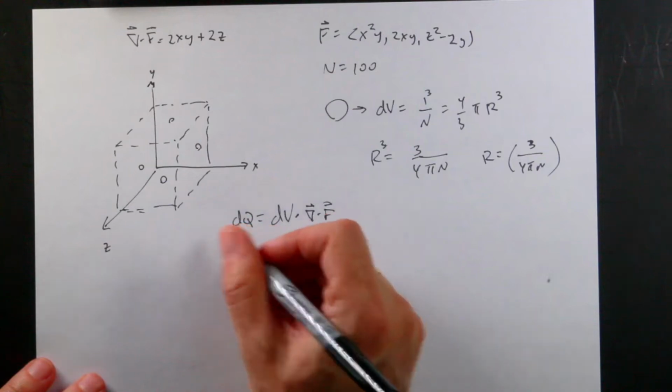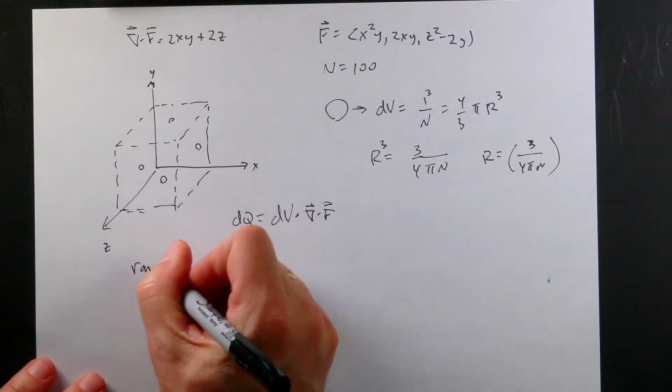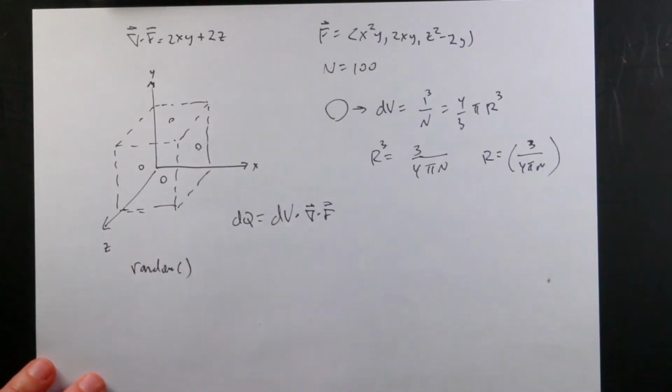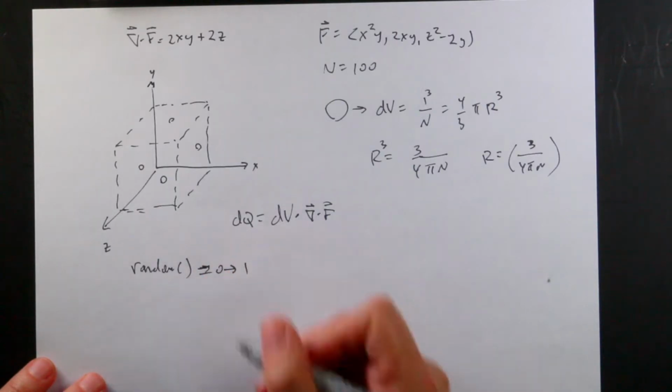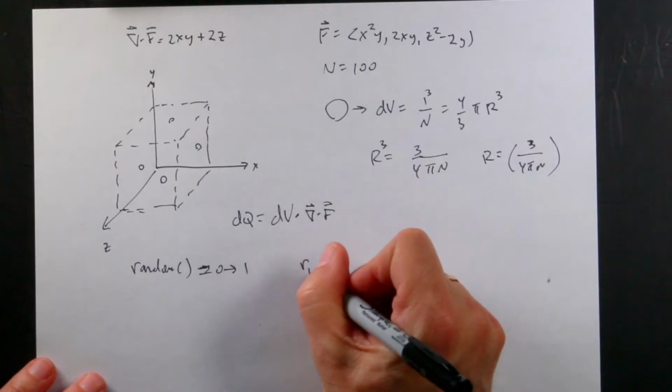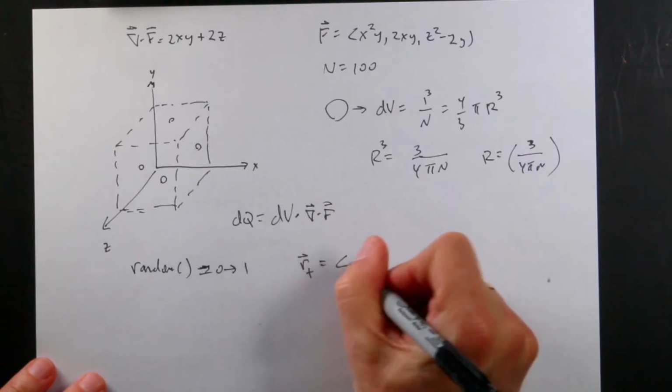Now in Python, what we do is use the function random. This returns a number between 0 and 1. So I can make some vector of random.